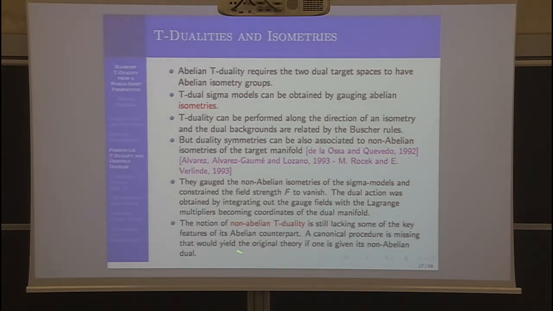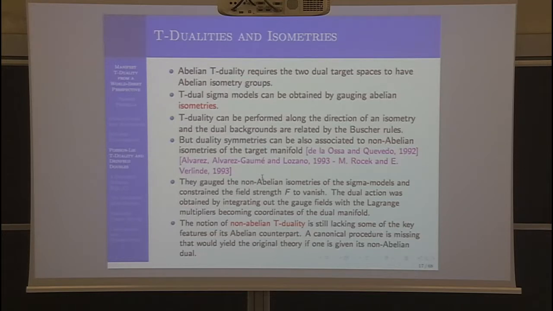So the notion of non-abelian T-duality is still lacking some of the key features of the abelian T-duality, in the sense that we still don't have a canonical procedure that would, given the original theory, yield its non-abelian dual. So it's complicated to go from one theory to another when we find this kind of T-duality.